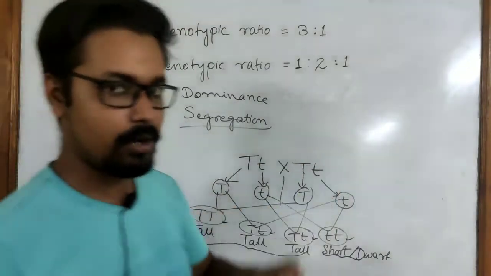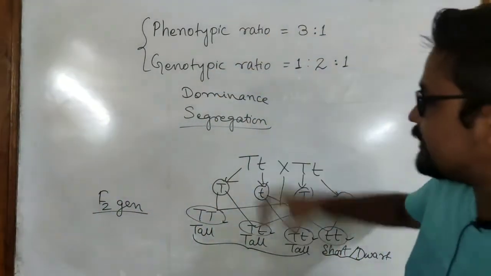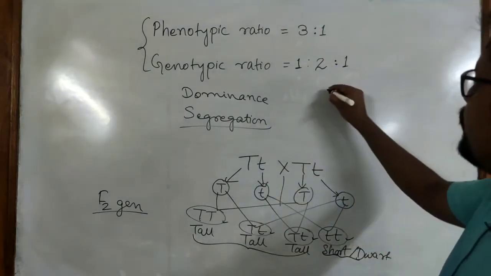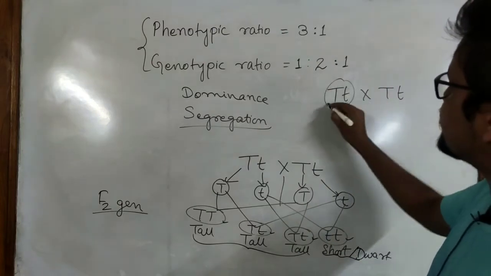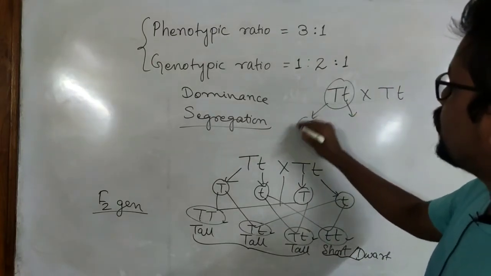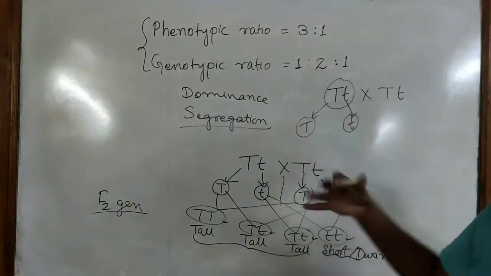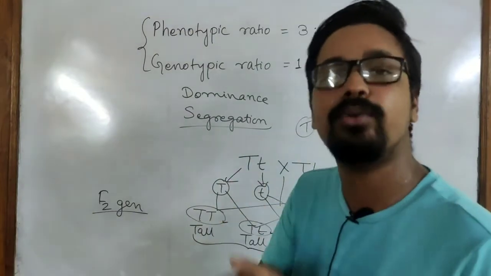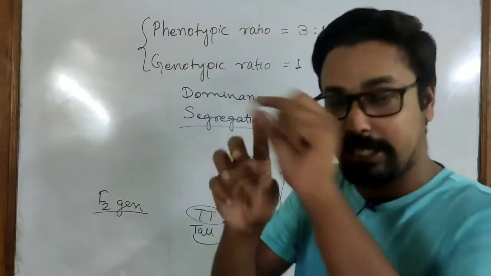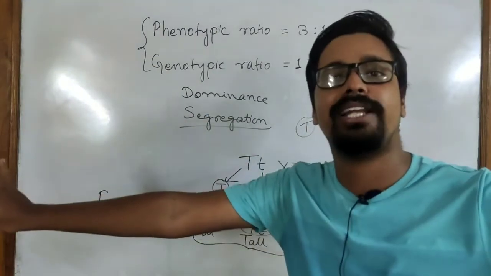Segregating means to separate out. The law of segregation means that when these gametes, look at this gamete formation, capital T small t crossed with capital T small t, these cells will segregate into gametes, meaning each gene will segregate out into different gametes randomly. There is no particular rule that this gene will go into this cell or that gene will go into that cell. No, they randomly segregate out during gamete formation.